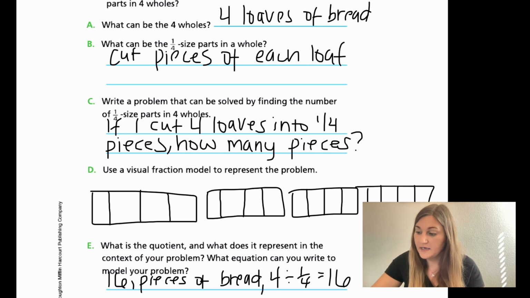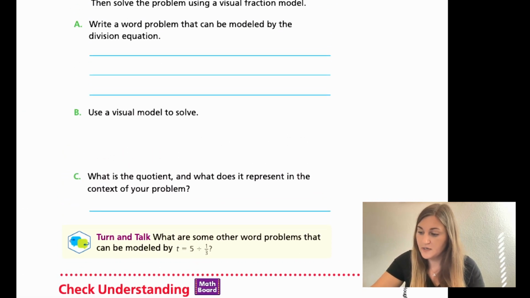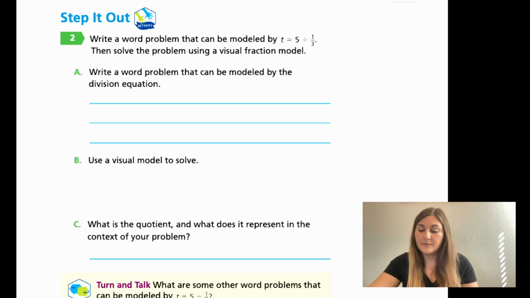All right, let's go ahead to the next page. On page 276, another Step It Out, number 2, it says write a word problem that can be modeled by T equals 5 divided by 1/3. Then solve the problem using a visual fraction model. So remember, you can use whatever you want for this, as long as you get the dividend, the divisor, and the quotient, and you're able to draw a visual model, that is all great. You just want to make sure that you're using 5 wholes and you're dividing it into third pieces.